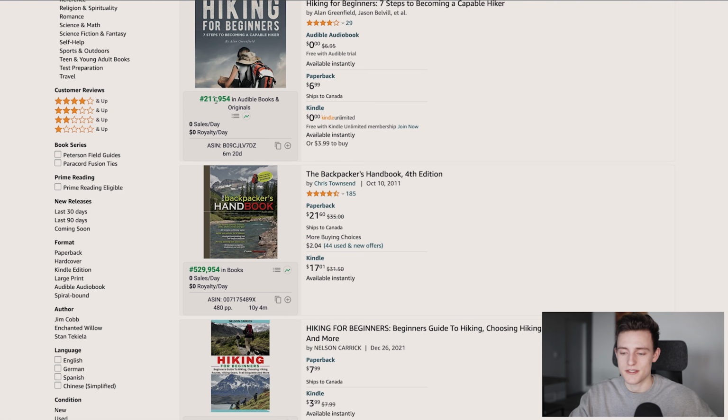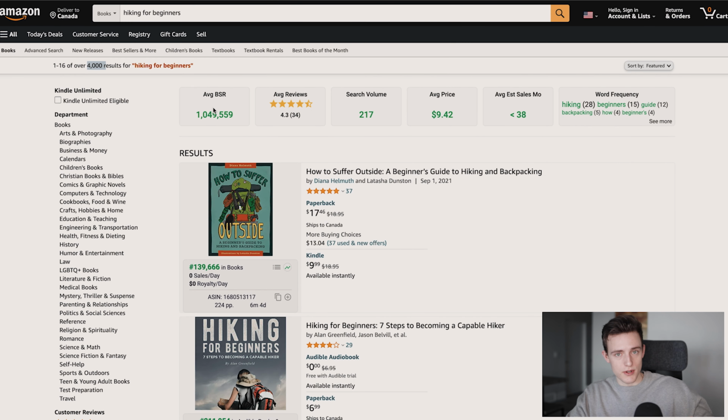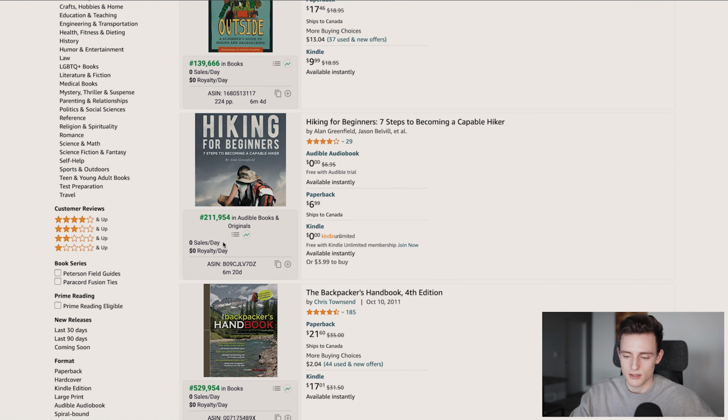And each one of these books has its own BSR, which is basically the best sellers ranking on Amazon. And the lower that number is, the more that book is selling on Amazon. So this one's 139,000, which is pretty good. 200,000, a little bit high.